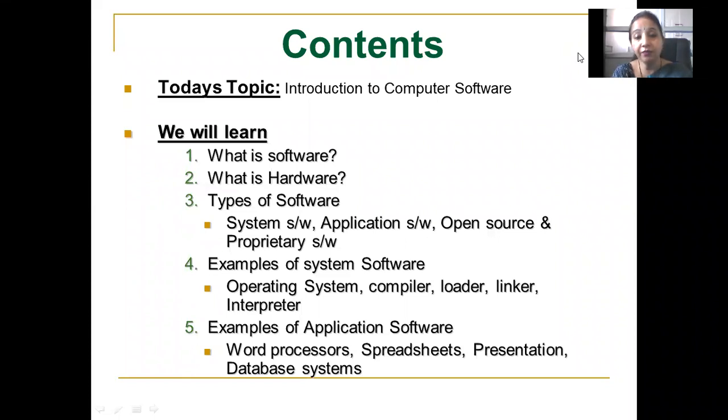Different types of software, that is application software, system software, open source and proprietary software. Then some examples related to system software and application software. What are the major sources in application software and system software? This is what we are going to learn in this computer software concept.